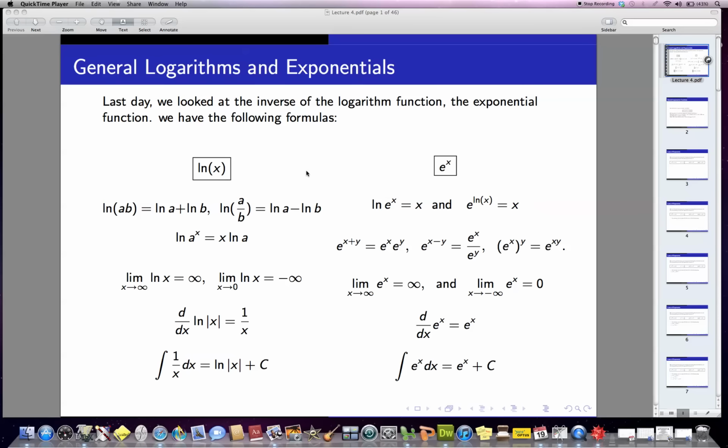So far we've defined the natural logarithm and the natural exponential, which are inverses of each other, and we've derived rules for these functions, limits, derivatives, and antiderivatives. And in lecture 4 we're going to generalize these functions and also the rules associated to them.